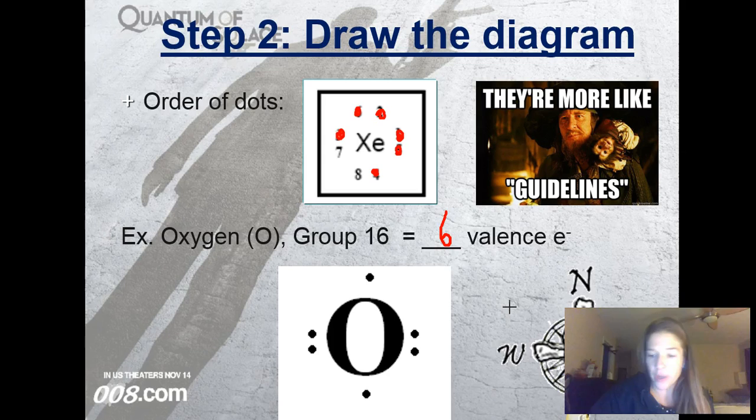There you go. That's a nice 6 for you. All right, so that is how we would draw the Lewis dot structure for these electrons.